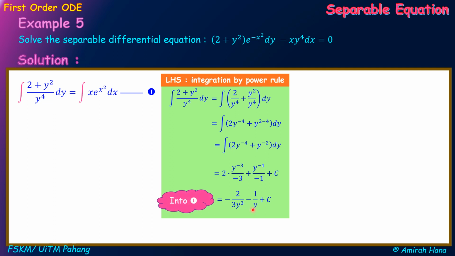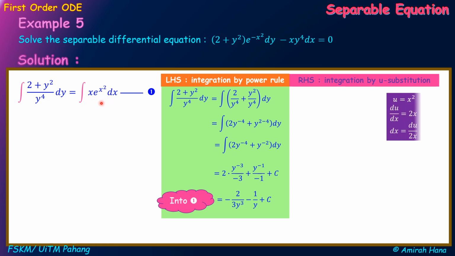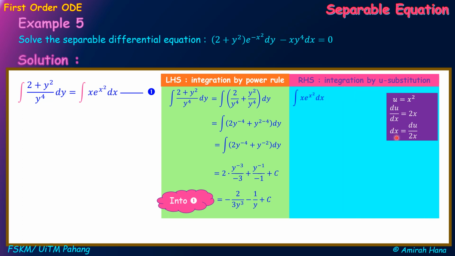After that, we substitute into equation 1 for the left hand side here. Then we integrate the function on the right hand side. We can integrate x e to the power of x squared dx using integration by u substitution. In this case, our u equals x squared. After that, we need to find du over dx equals 2x. Then we write dx as the subject, which is du over 2x.